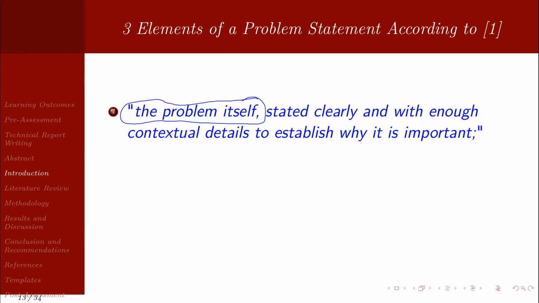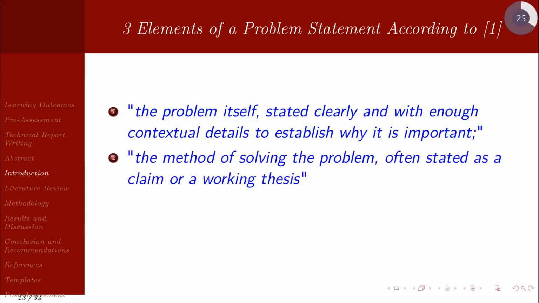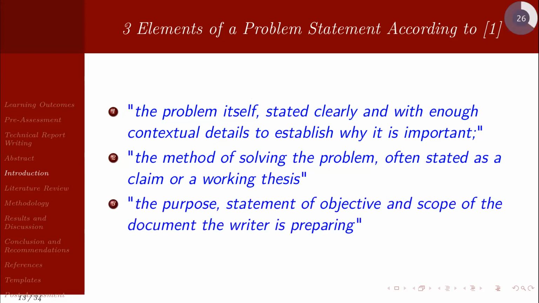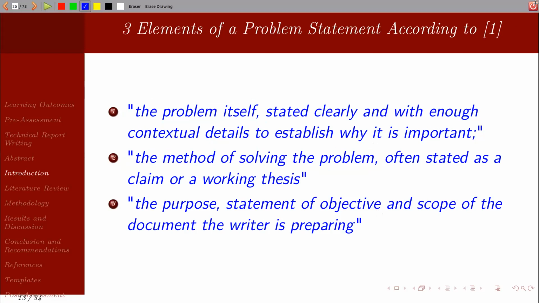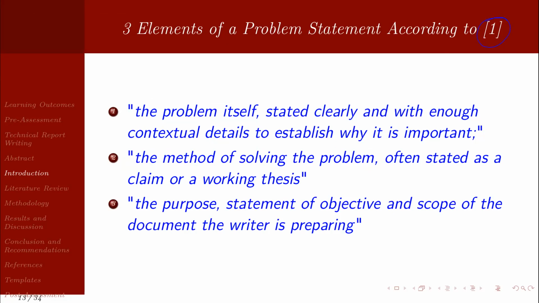Well, what does it mean, the problem itself? So you'll see some examples. So the problem itself, followed by the method of solving the problem. According to them, the second element should be the method of solving the problem, often stated as a claim or a working thesis. And finally, the purpose, statement of objective and scope of the document the writer is preparing. Again, I would request all of you to visit the Mayfield Handbook and see some examples and grasp the meaning of these 3 elements.